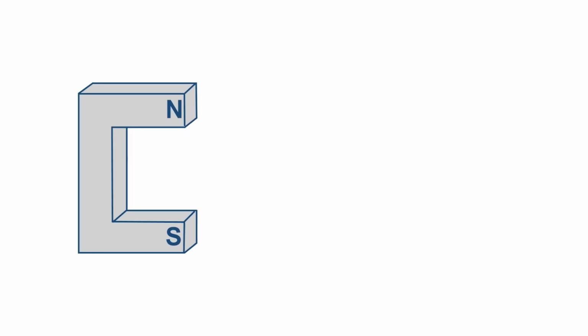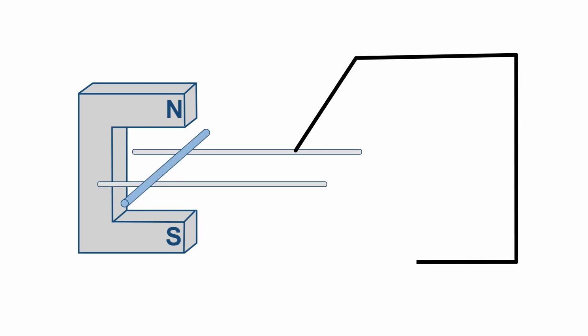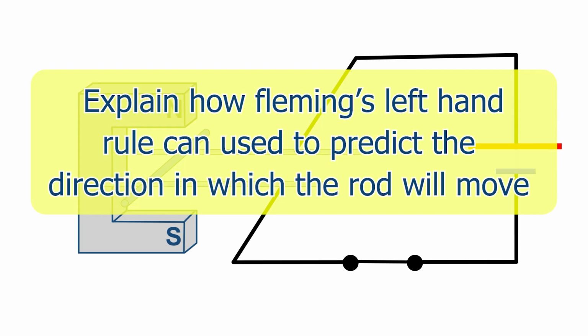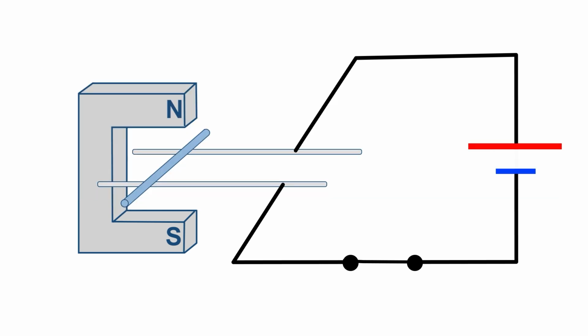The teacher demonstrated how a magnetic field can cause a copper rod to accelerate. The teacher placed the copper rod on two brass rails in the magnetic field and the copper rod was free to move. When the teacher flipped the switch, the copper rod accelerates. Explain how Fleming's left hand rule can be used to predict the direction in which the rod will move.